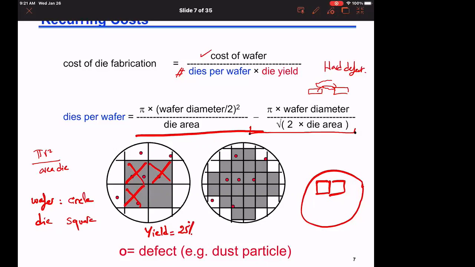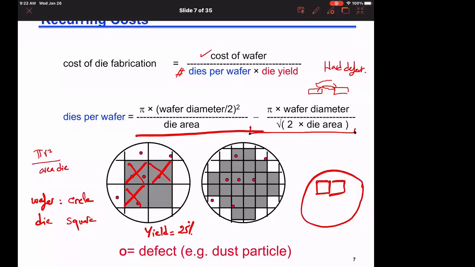Okay, now let us look at the figure on the right-hand side. The same 7 defects fell on my chip, but my die area is smaller. So what are the implications for the yield in this case? What do we see here? Is it going to be larger yield or smaller yield? Larger. It's going to be larger, right?